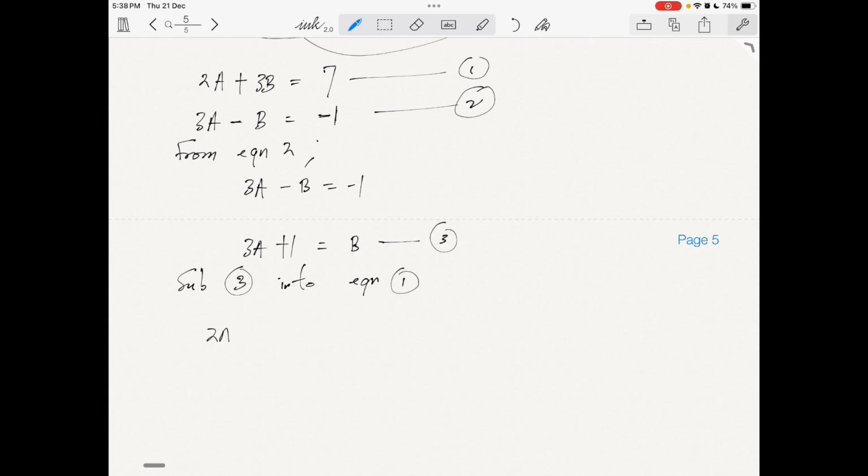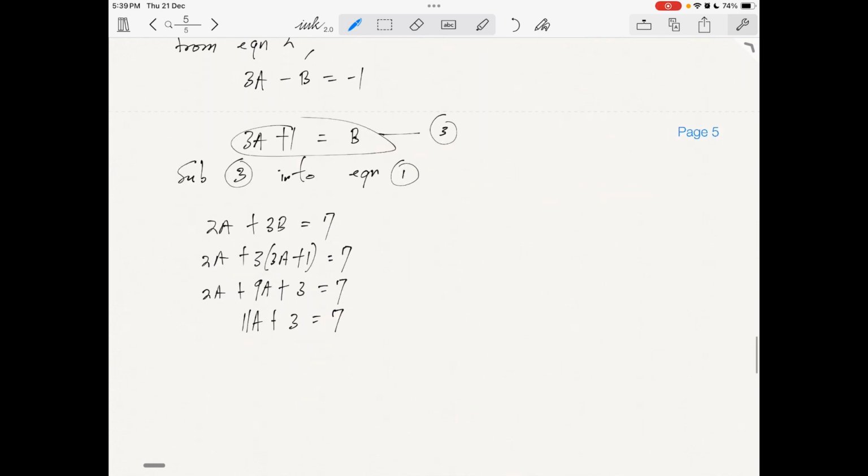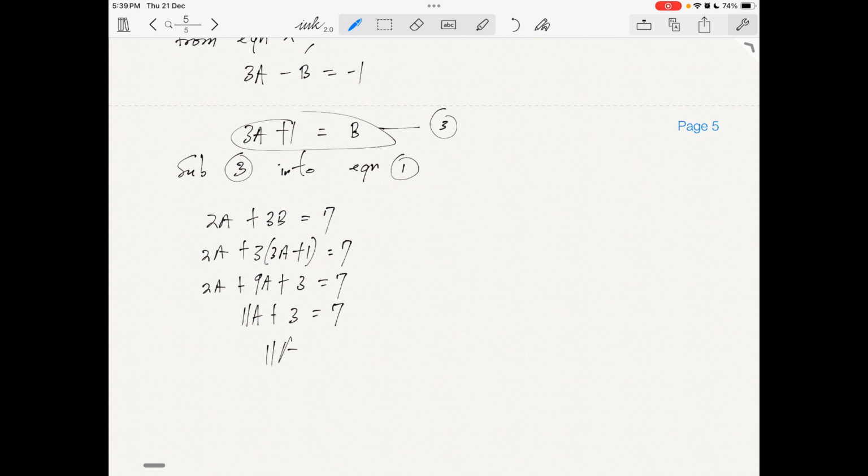So 2a plus 3b is equal to 7, and wherever I see b, I put 3a plus 1. So that's 2a plus 3 into 3a plus 1 is equal to 7. So 2a plus 3a times 3 will give me 9a, plus 3 times 1, 3, that's 7. So 2a plus 9a will give me 11a, and plus 3 is equal to 7. So with respect to that, 11a is equal to 7 minus 3. 11a is equal to 4, and a is equal to 4 over 11.